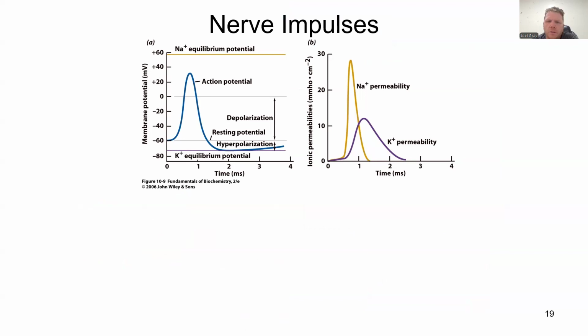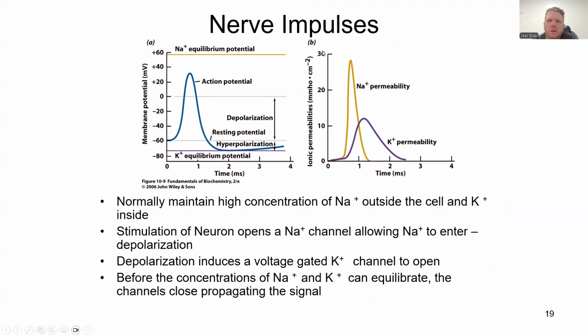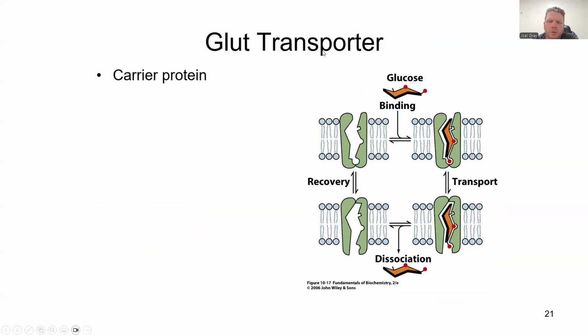We're going to move past this. We're going to pick up with the GLUT transporters. These are carrier proteins. And I previously described these as they bind glucose, they undergo a conformational change, they release glucose, and then they recover and they're ready to do it again. Here we see that. So here is our open structure of our protein. That open structure of our protein is going to bind glucose.